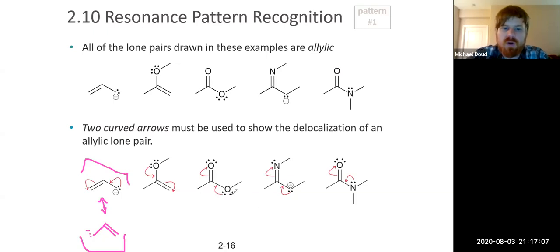Similar thing happens here where, okay, so now we have our pi bond over here, and this oxygen is in an allylic position. So its lone pair is going to form a new carbon-oxygen double bond. At the same time, this pi bond has to break. This pi bond's electrons are going to be assigned to this oxygen up here. Et cetera. Okay, so let's go ahead and clear these out. Again, the more practice you do, the better off you're going to be.